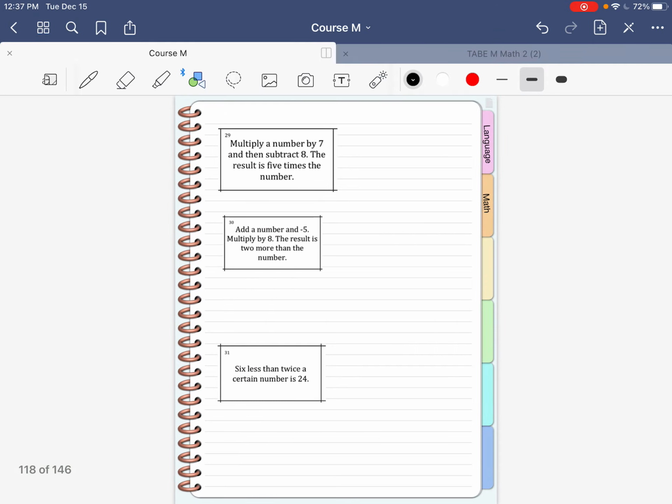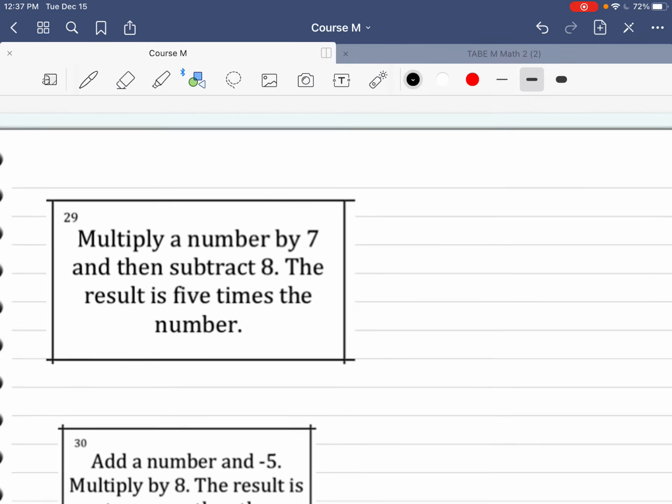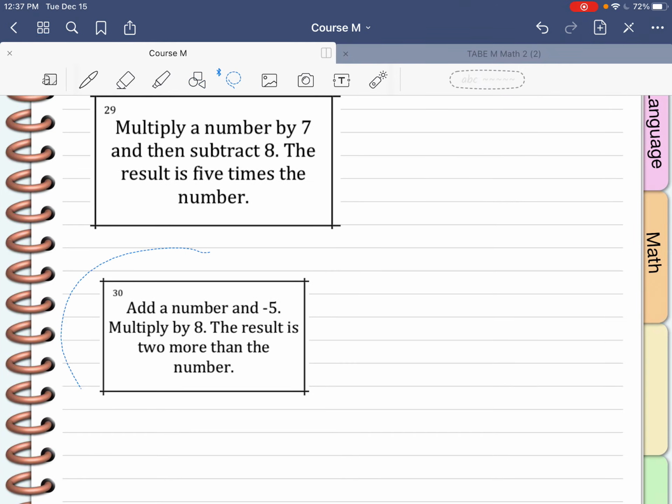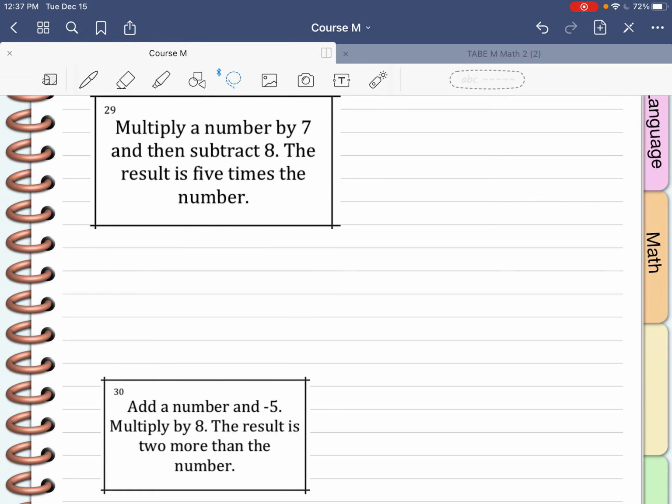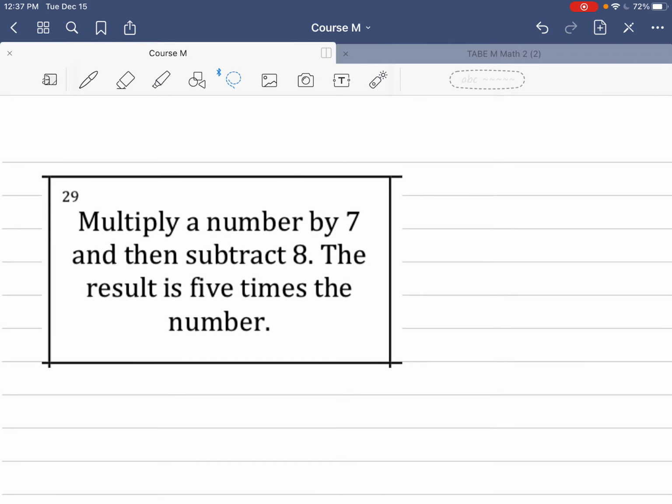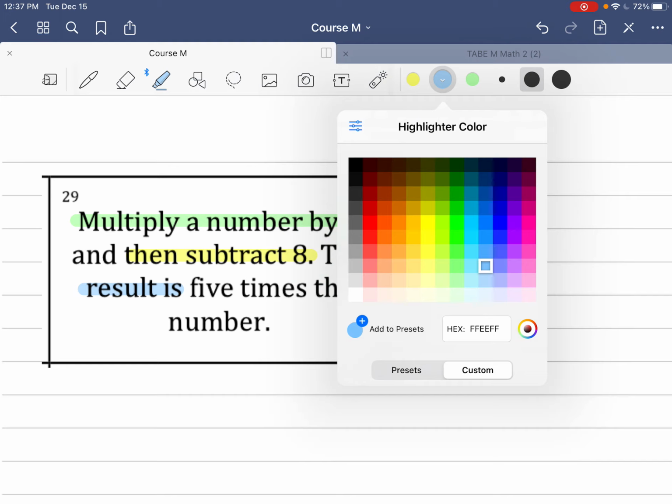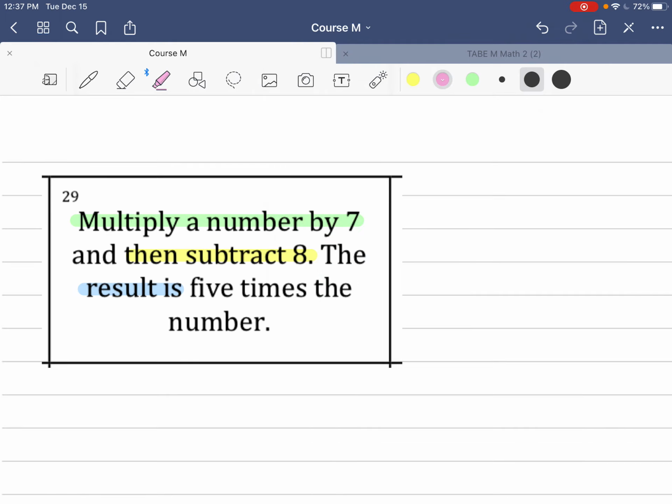Okay, number 29. Let me move this one down. I've got it up there too close. 29. Multiply a number by 7 and then subtract 8. The result is 5 times the number.